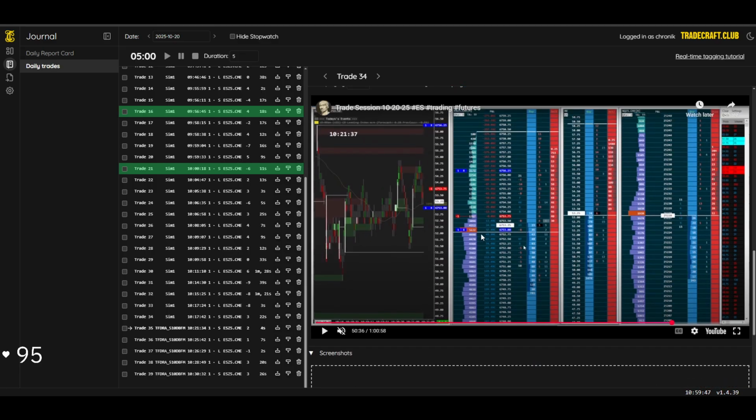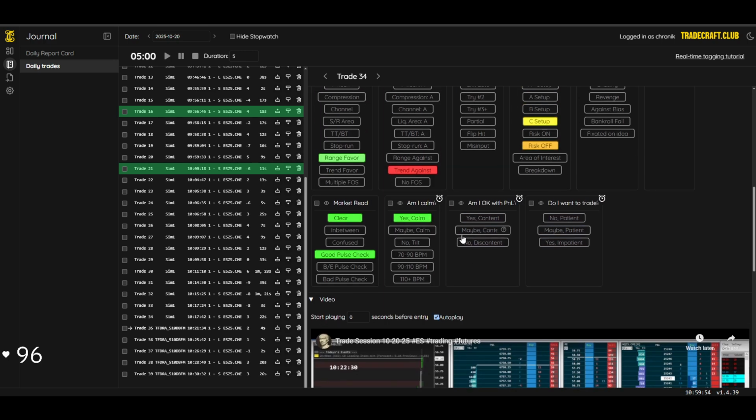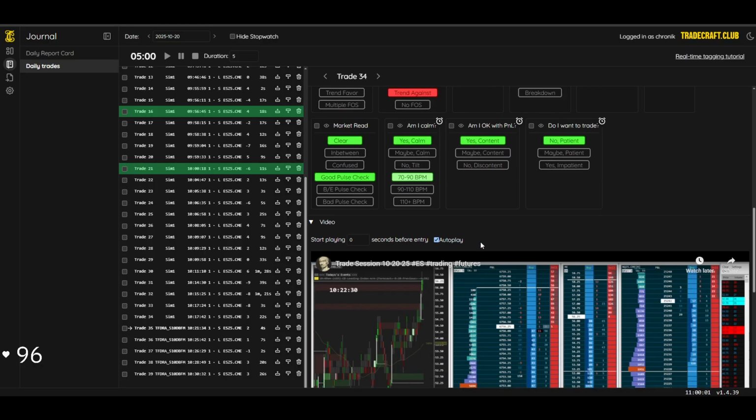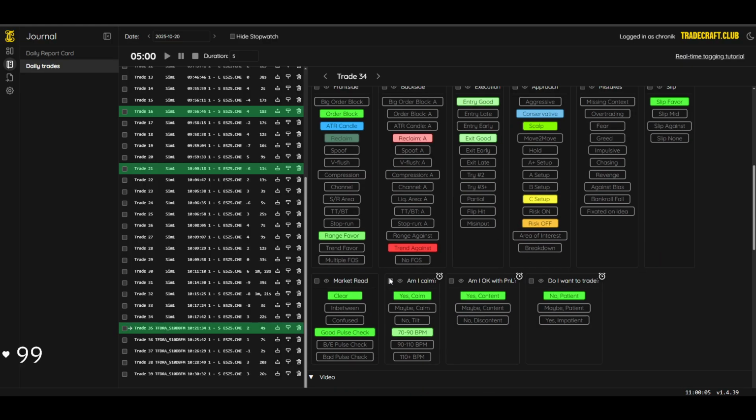Heart rate. I did not have my heart rate monitor yet. Let's play it and see if I connect it. So yeah, I do connect it and it's at 90, so that's pretty good. I am content and I am patient. I think I did wait quite a while for this one. And I'm going to green star it. This is a green star trade.